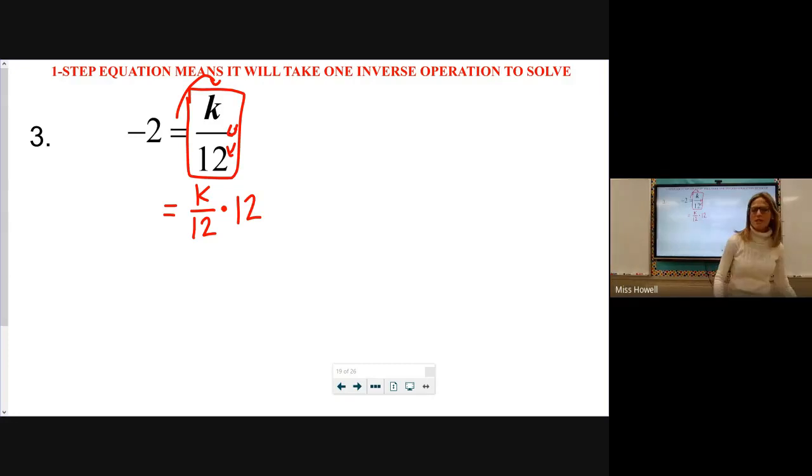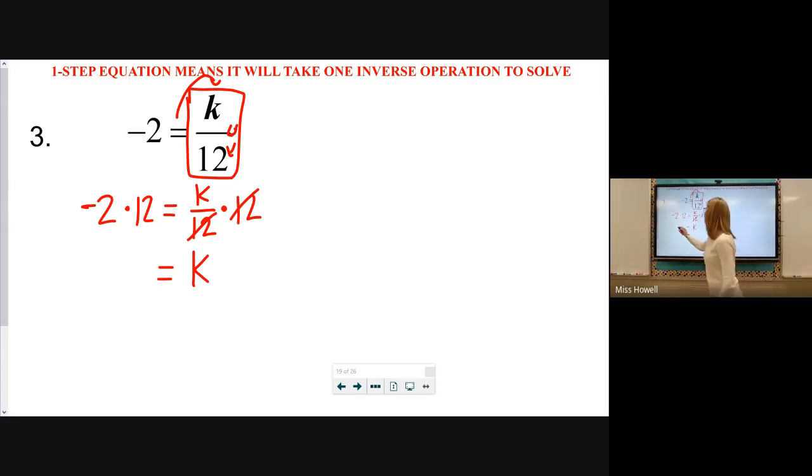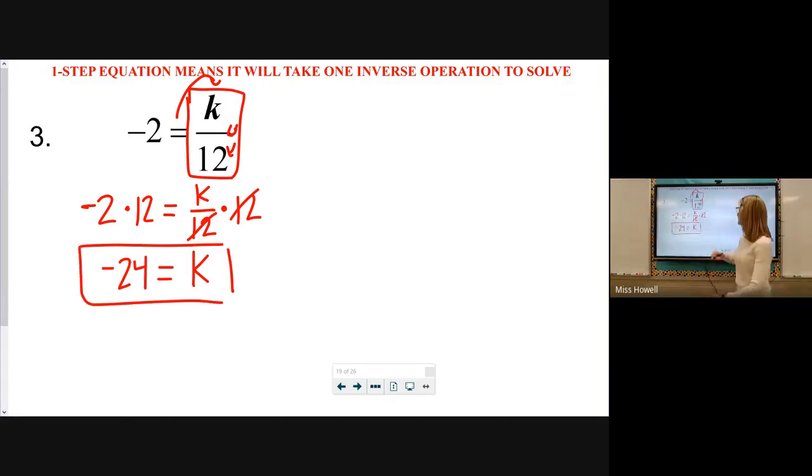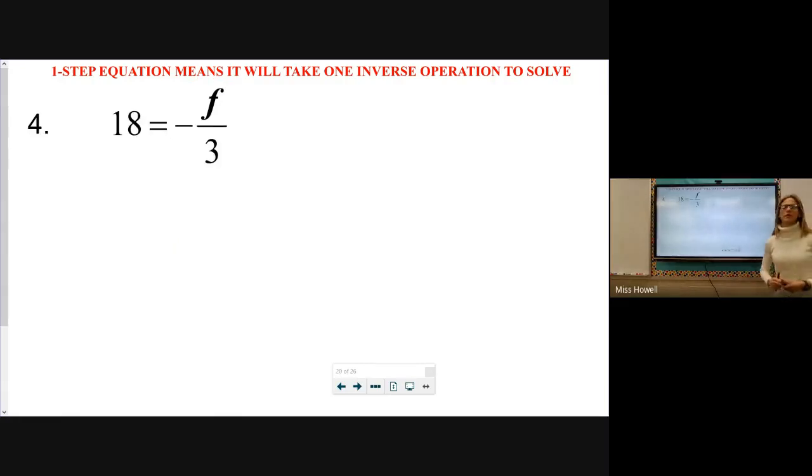All right, what we do to one side, we've got to do to the other. So over here with our -2, remember the -2 goes first. We're doing a change to it. The change goes behind it. And we want to do that same times 12. On the side with k, to the right of our equal sign, our 12s are going to cross cancel, leaving us with our variable k. On the other side, -2 times 12, which is -24. So our value of k here is -24.